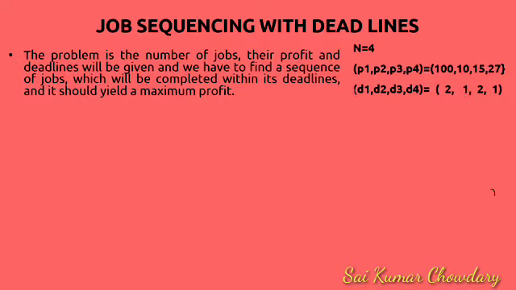Our objective is to find a sequence of jobs which will be completed within their deadlines, and it should yield a maximum profit. So here also we need to get the maximum profit. You need to schedule these jobs. That means which job can be done first, which job can be taken next, so that you get the maximum profit within the given deadlines. So this is the problem statement.